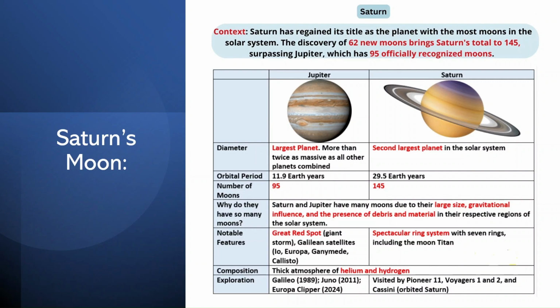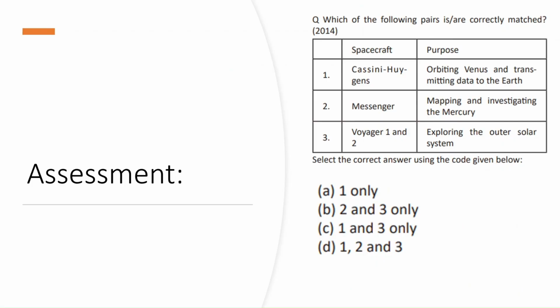And in 2024, the Europa Clipper mission will set its sights on Jupiter's moon Europa, which may hold significant clues about the possibility of life beyond the Earth, right? So that's all you need to know on this particular issue. Now let's solve certain MCQs to check our understanding.